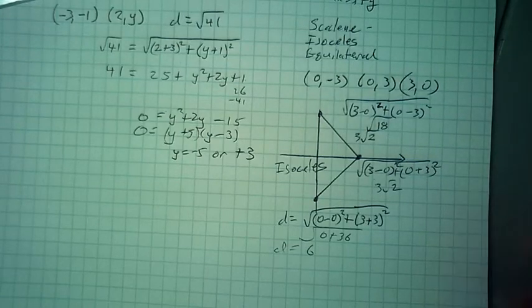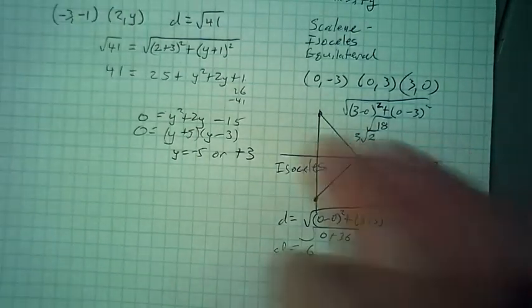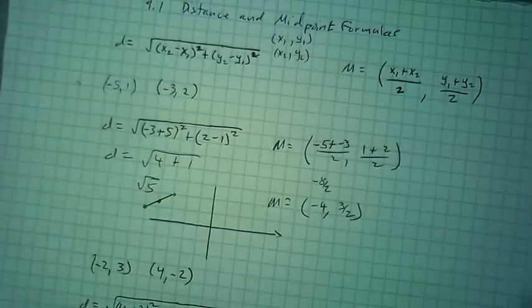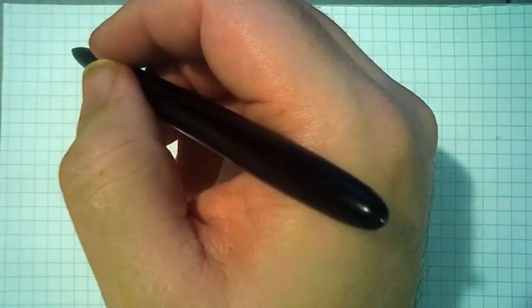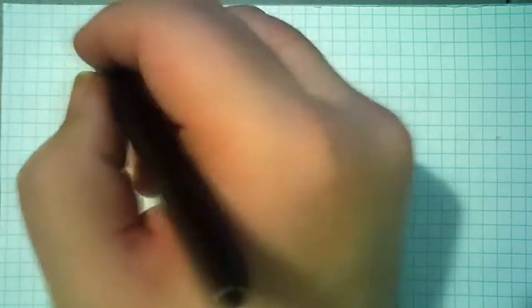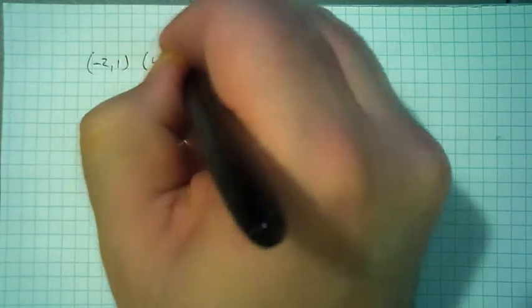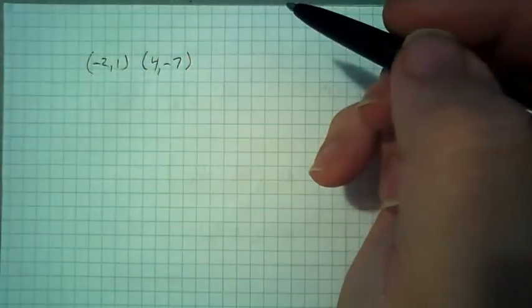Write an equation for a perpendicular bisector. So we need to be able to write the perpendicular bisector for a given line segment. Let's do that, and that'll be our last example. So given 2 points, negative 2, 1, and 4, negative 7, we're going to find the perpendicular bisector.